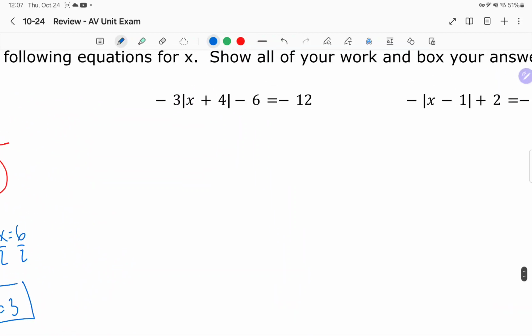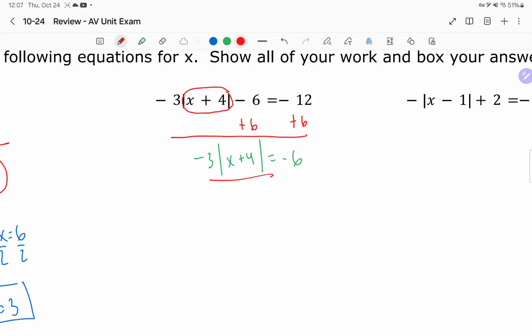So it says we have to solve it again. So first, it's not isolated. We can see there's numbers on the outside. We always start with addition or subtraction first. We're going to add 6 to both sides. So that's negative 3 times the absolute value of x plus 4 equals negative 12 plus 6, which is negative 6. Now we're going to divide by negative 3. And that's going to give us the absolute value of x plus 4 is equal to 2.